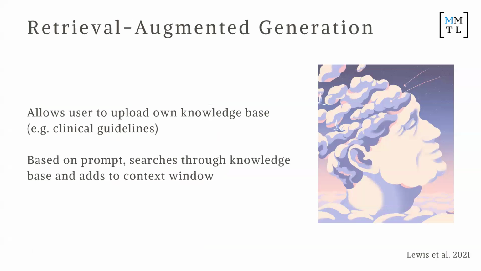Okay, retrieval augmented generation. So this is when a user or a company uploads their own knowledge base. So you can imagine in a hospital that might be very useful. You, for example, upload the clinical guidelines of the entire hospital. And then based on the prompt, it actually searches through the information or the database that you provided, and then it adds it to the context window automatically. So it's a very powerful technique as well that's coming up.